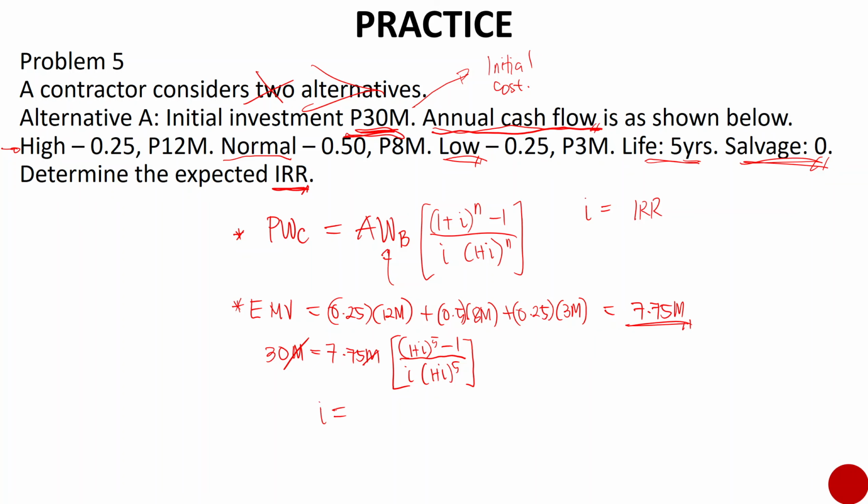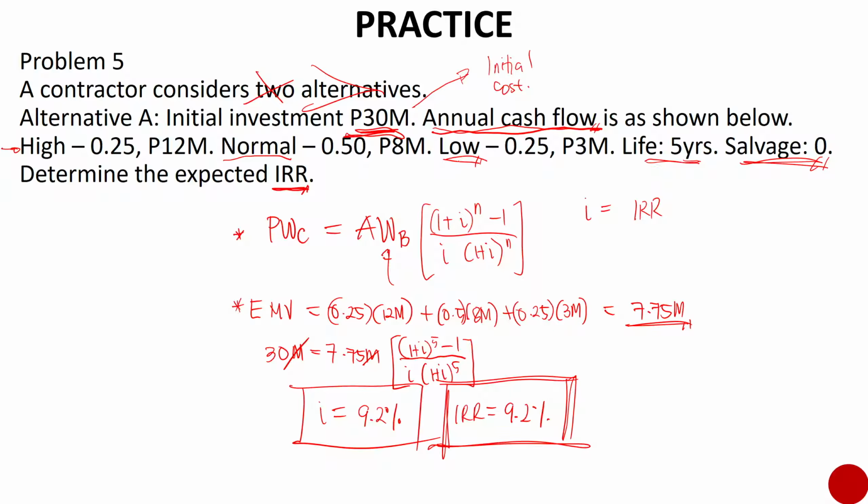I'll not show you the whole solution, but our IRR, the interest rate that we can equate this to, is equal to 9.2%. And we have already considered the probability of a low, normal, and high cash flow for this specific project.